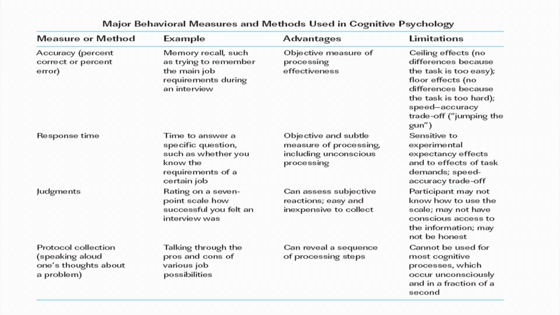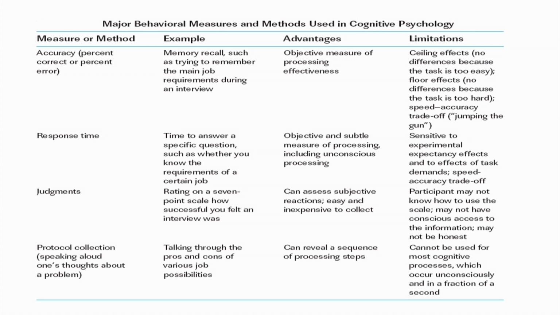Also, they suffer from something called speed accuracy trade-off, which means that the more accurate we want to be on something, the more time it is going to take. As accuracy increases, the speed decreases. It is an inverse relationship.